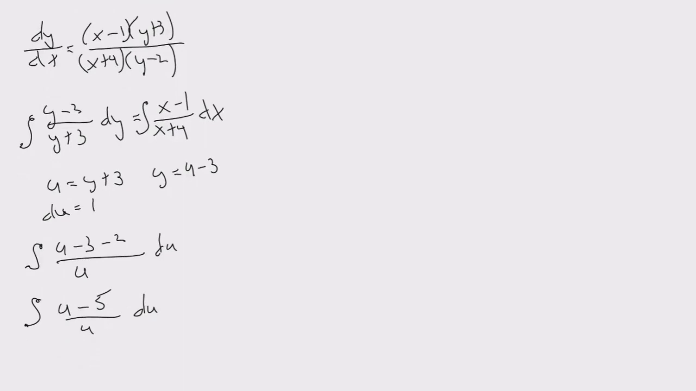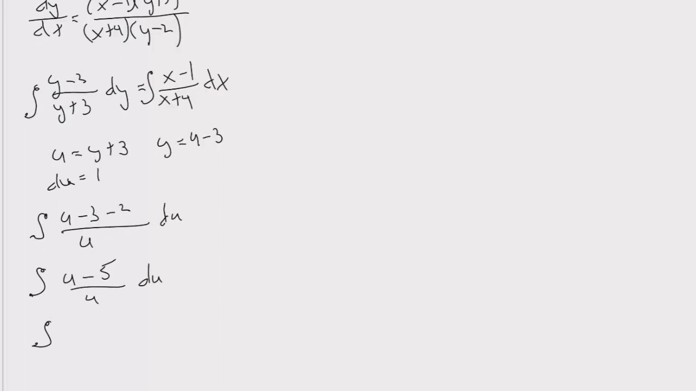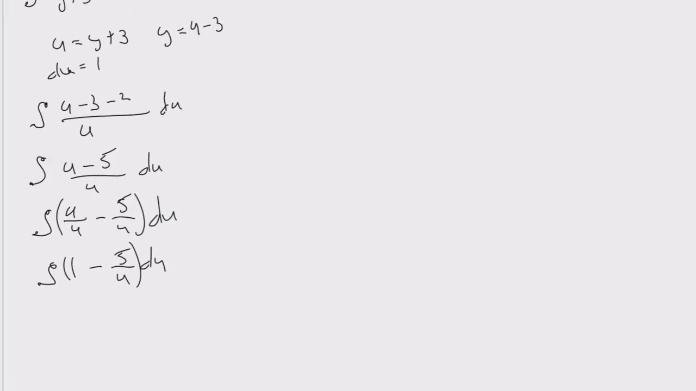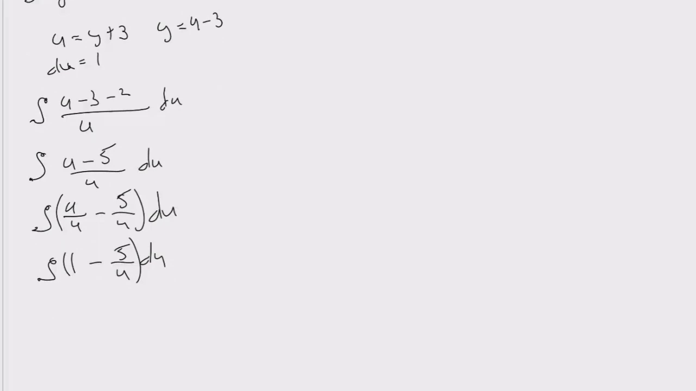And this I can split up into 2 separate fractions. So that's u over u minus 5 over u du. And so that's going to give me 1 minus 5 over u du. And that then fits our ln approach. So the integral of 1 is u, and minus 5 ln of u.